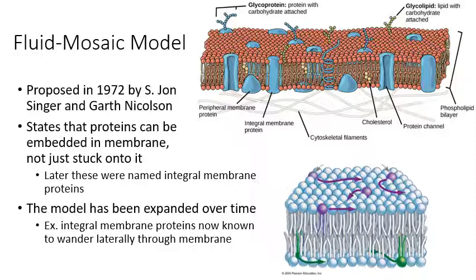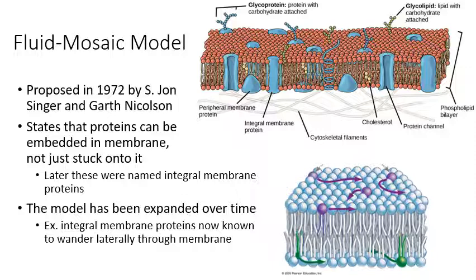So we already knew at that point that there could be proteins that are attached to either side of the membrane, but no one really knew that they could go all the way through. So this model proposed that they did. And it also proposed that components of the membrane can move around. So actually, when the model was first proposed in 1972, S. John Singer and Garth Nicholson were not saying that. They were just saying that proteins can go all the way through the membrane.